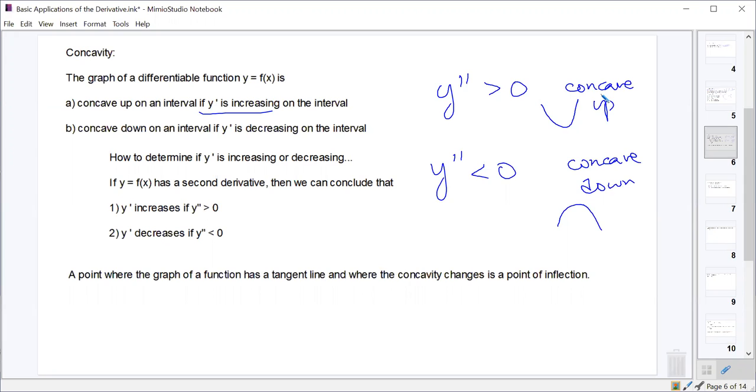So good. Great. Points of inflection are places where our function changes concavity. It has to have a tangent line there, which means that the derivative has to exist at that point. Or sorry, the function has to exist at that point, not the derivative. The function has to exist at that point, and there has to be a change in concavity, as in the sign of the second derivative has to go from either positive to negative or negative to positive. Everybody good with concavity?